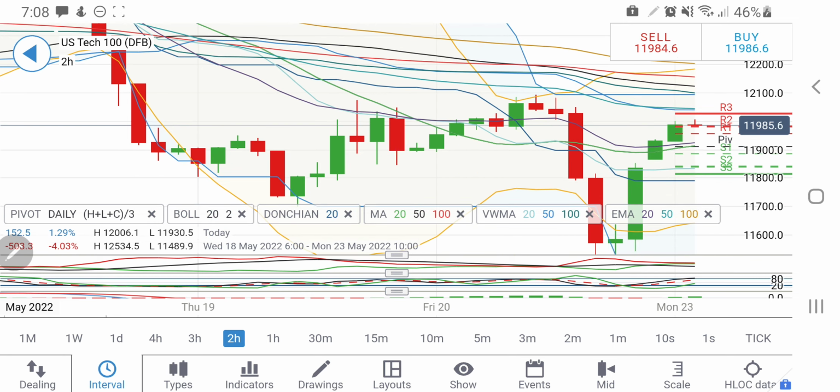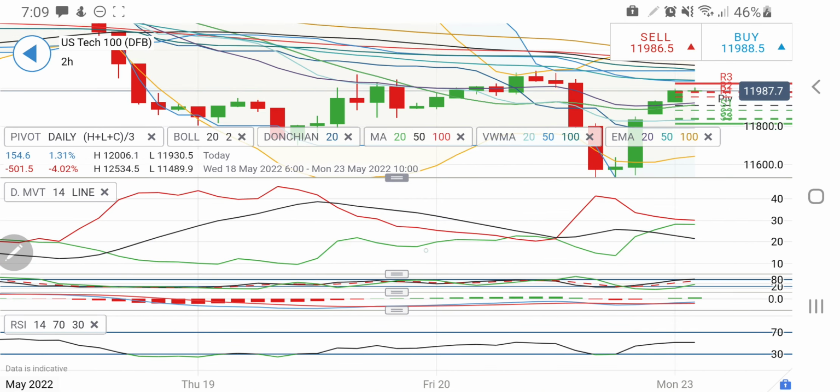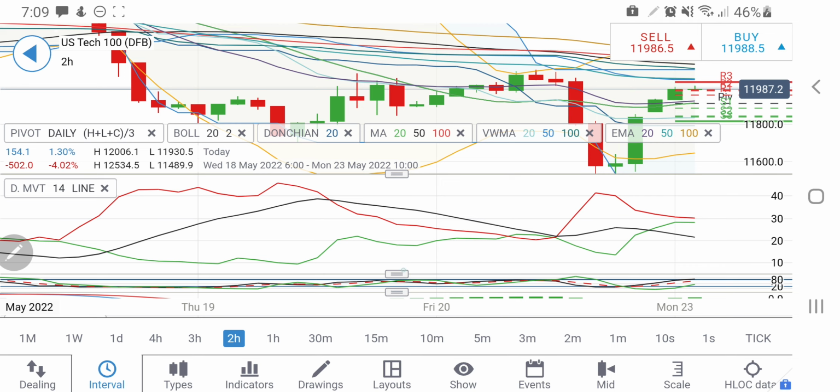However, there is also a gap which needs to be filled. Probably I'll be watchful of these two levels at 11,950 and 11,900. Once it trades below 11,900, one can expect that it may try to come back towards 11,840 levels to fill up the gap, and then possibly a rise can be expected. And I'll be watchful of 12,010, 12,020 levels.